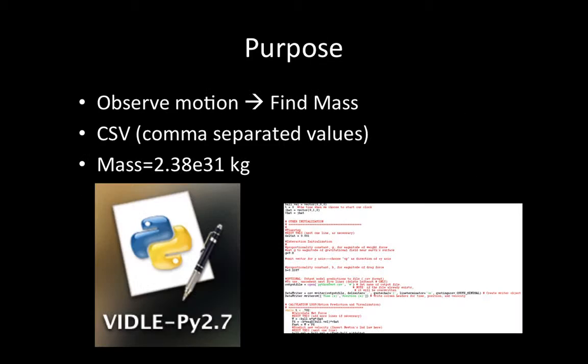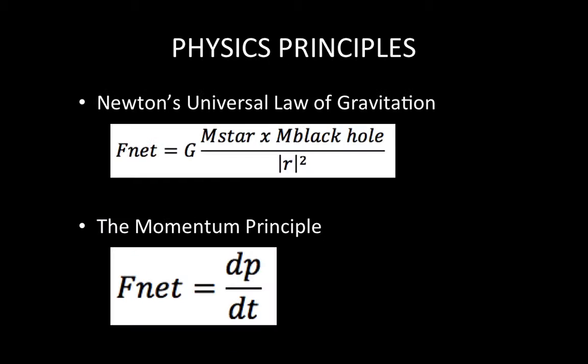But now to get to the lab. The purpose of this lab was to observe the motion of a star and use that data to calculate the mass of a black hole. The motion of the star was observed by using a CSV file that was given to us. VIDLE was then employed with momentum physics principles to map the motion of the star as well as calculate the mass of the black hole. After running the proper code, the mass of the black hole came out to be about 2.38 times 10 to the 31st kilograms.